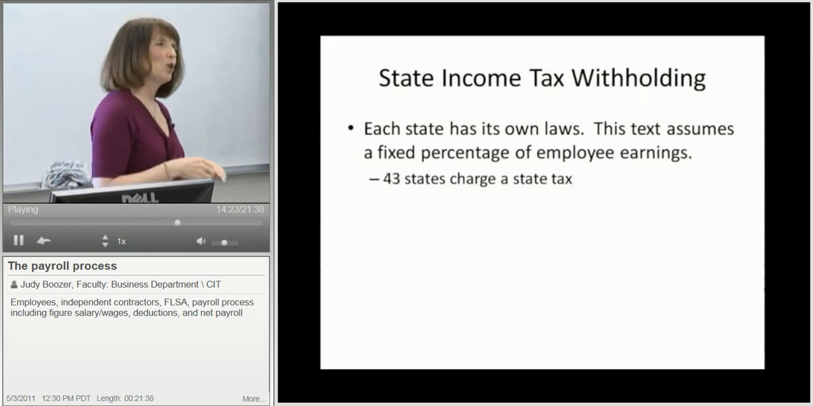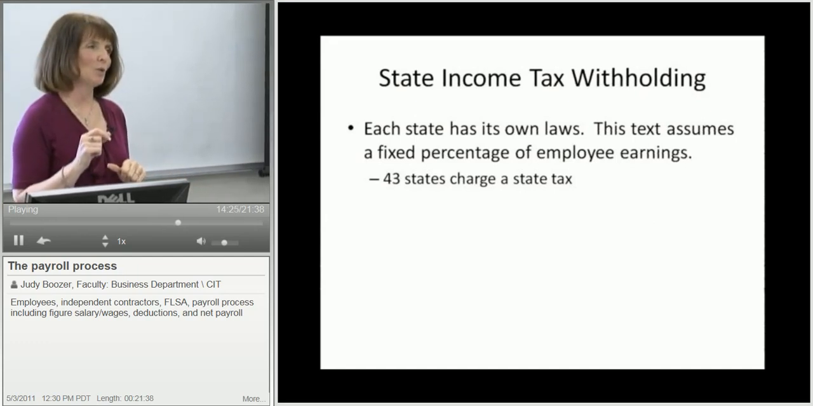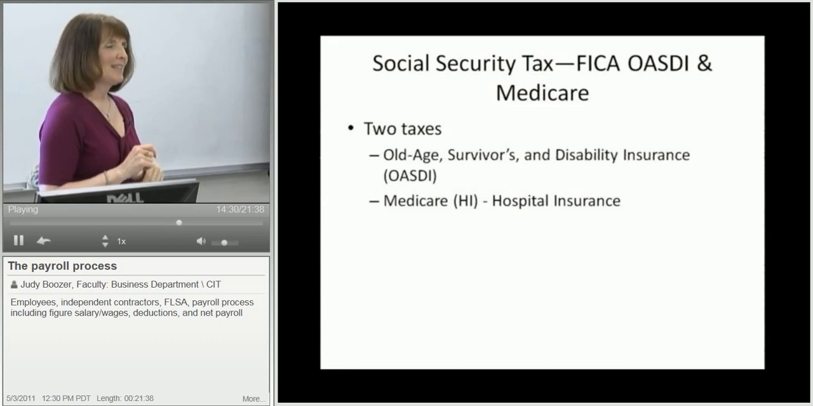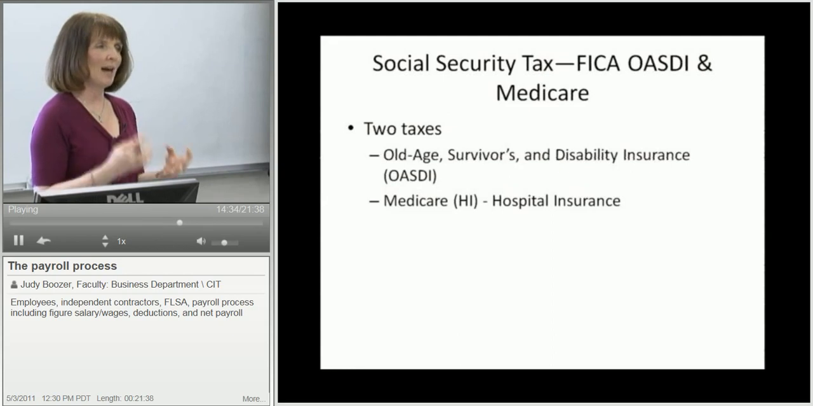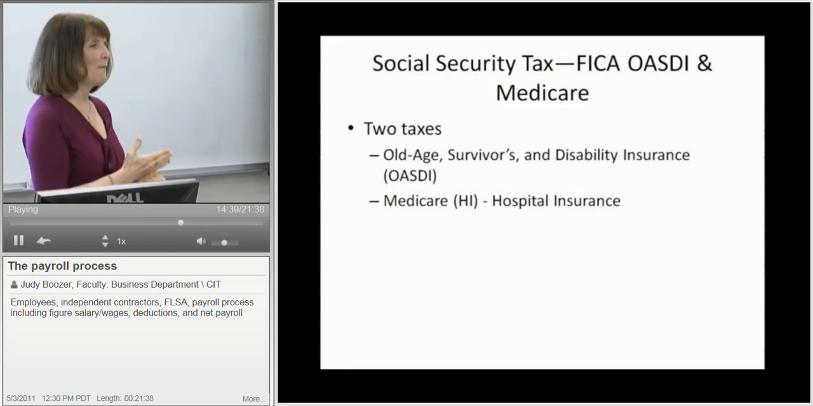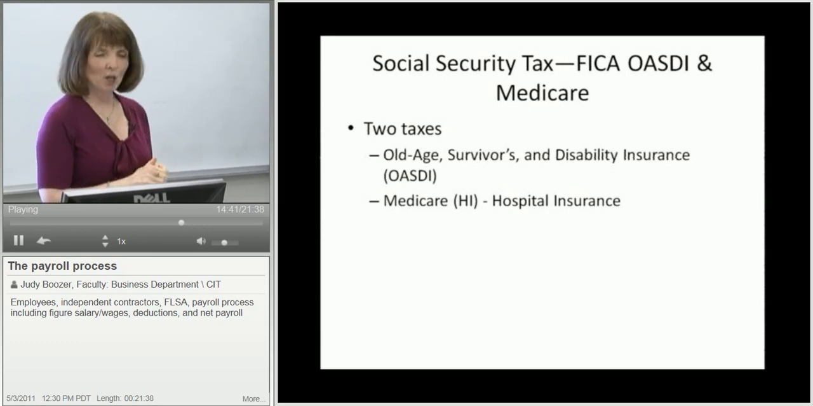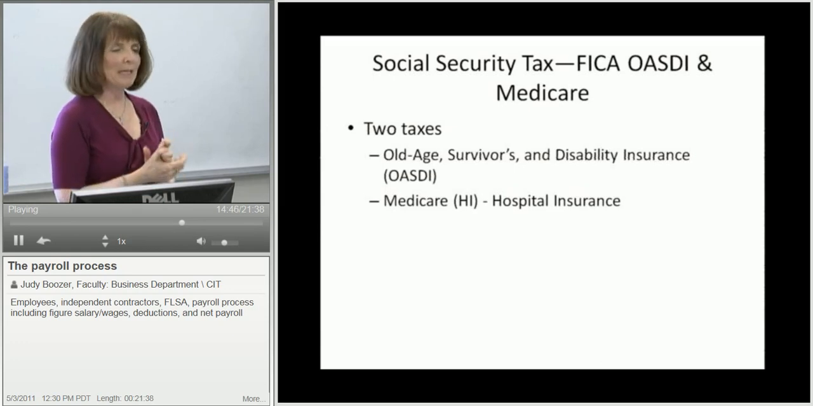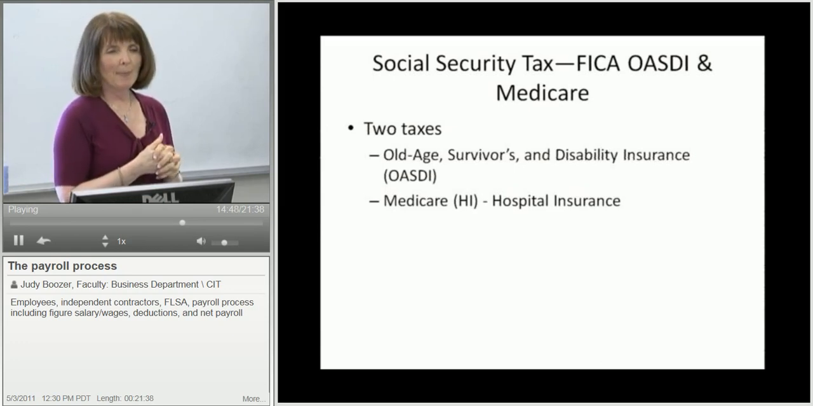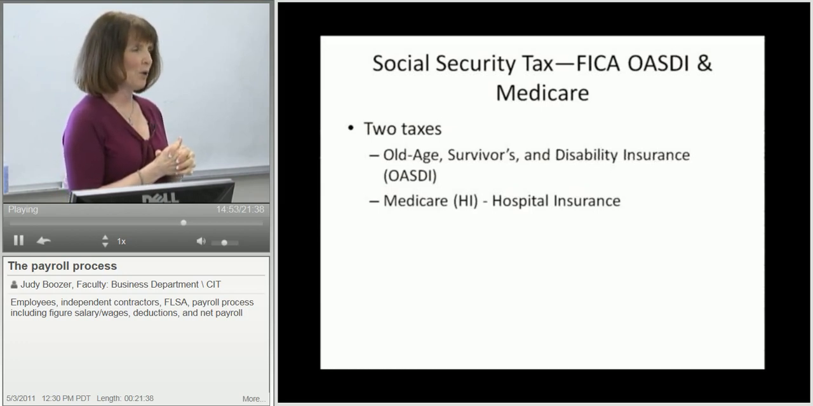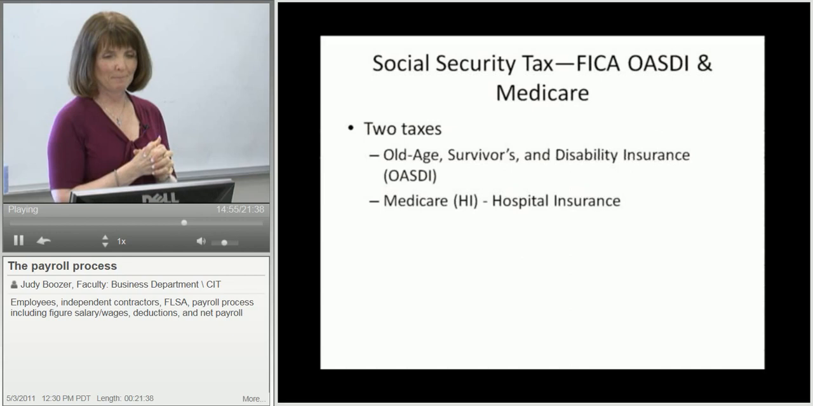Now, this one could get a little confusing to you because it's been called different things in the past, and you may refer to it as something different. Some of these are synonymous, and I'm going to indicate what they are. A deduction from every employee is something called Social Security tax, which now is broken down into OASDI and Medicare. You'll see both of those as deductions on your check.